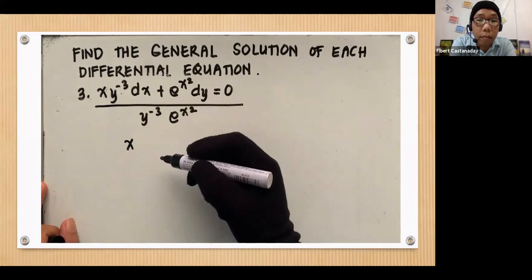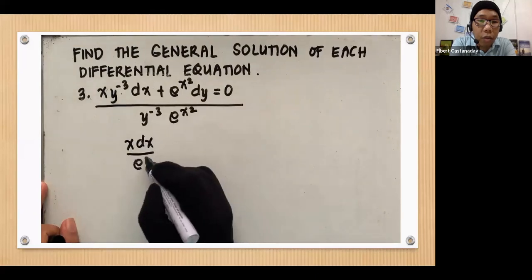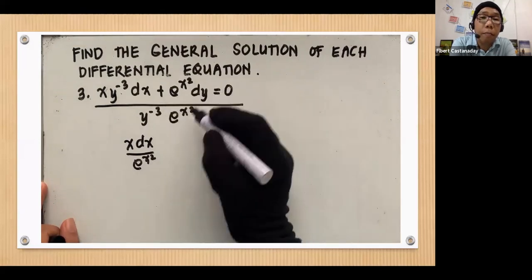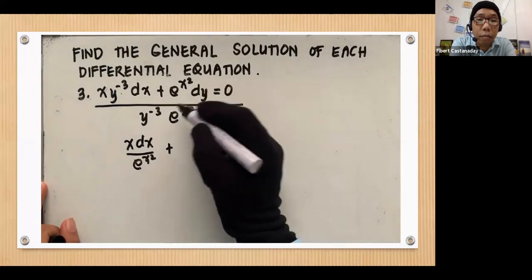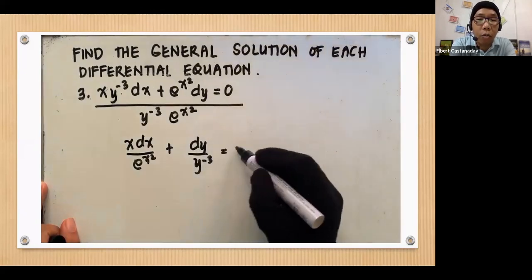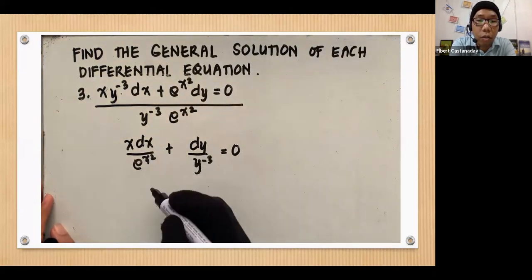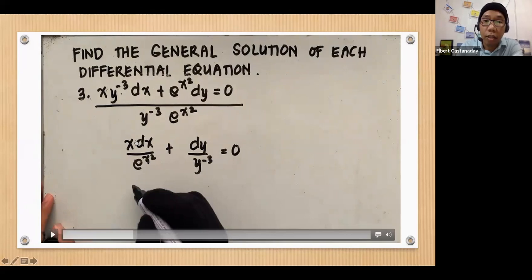So you have x dx, the y raised to negative 3 cancels, so it becomes over e raised to x squared, plus the second term is, okay, the e raised to x squared is removed there. So you have dy over y raised to minus 3 equal to 0. 0 divided by any function is equal to 0. So this one is a pure function of x, and this term is a pure function of y, so we can now integrate each term.